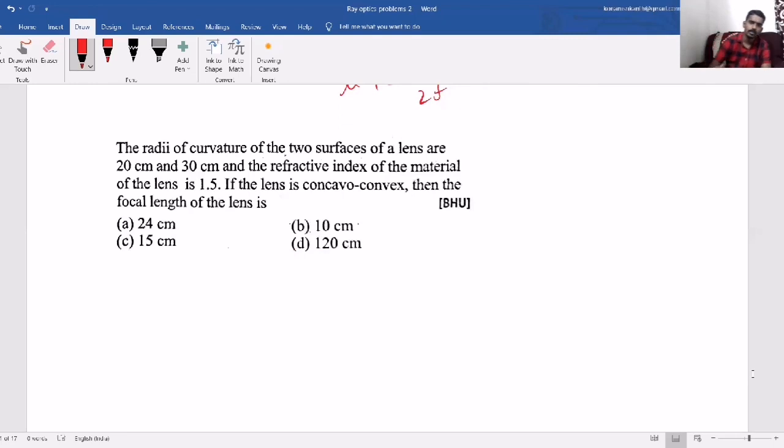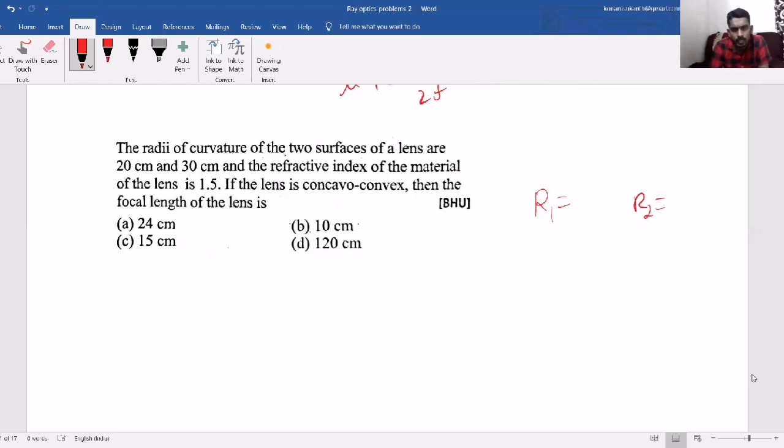Now, the next question is: the radii of curvature of the two surfaces of a lens are 20 centimeter and 30 centimeter, and the refractive index of the material of the lens is 1.5. If the lens is concavo-convex, then the focal length of the lens is. See, the radii of curvature of the two surfaces of a lens are given, so R1, R2 they have given. But here the only confusion is whether they are positive or negative. That you need to understand.